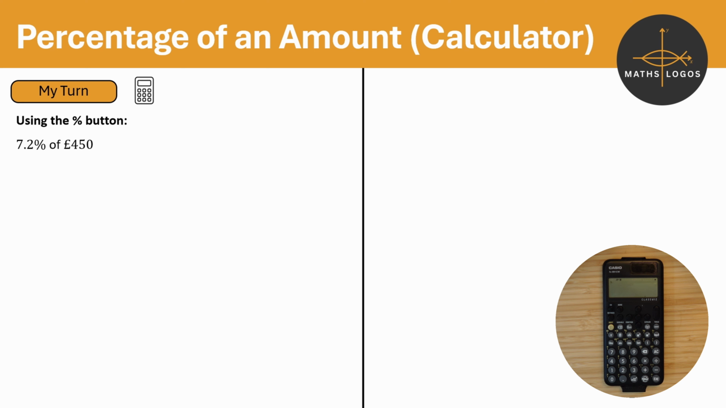In this lesson, we're going to look at finding the percentage of an amount using a calculator. And the first way we're going to look at doing this is using the percentage button on the calculator, if your calculator has that. And we're going to start off by finding 7.2% of £450.